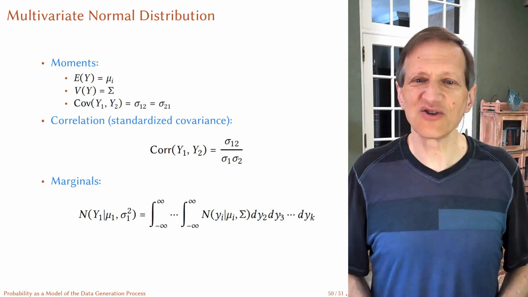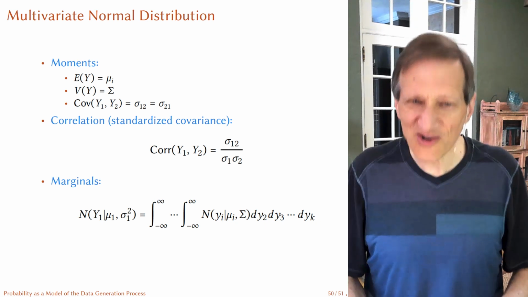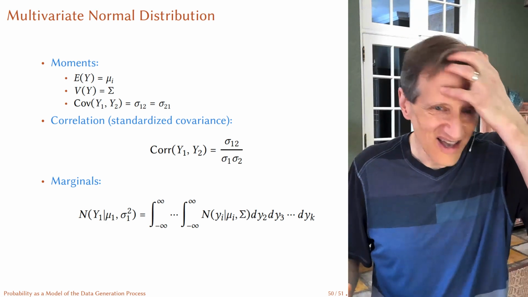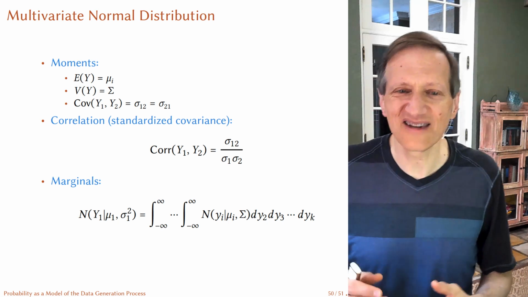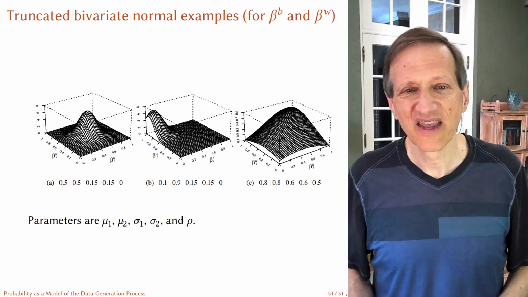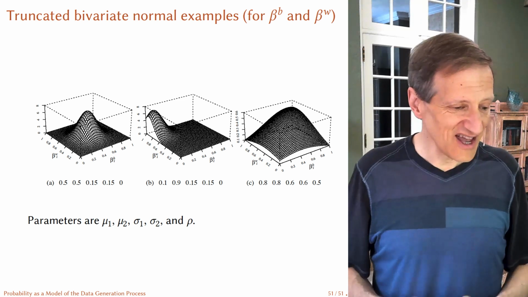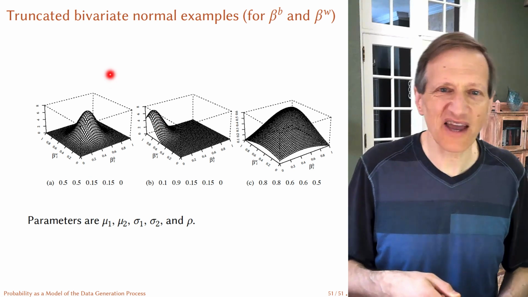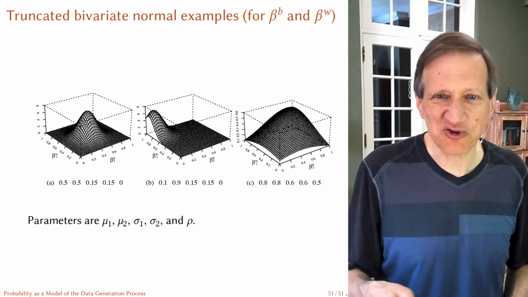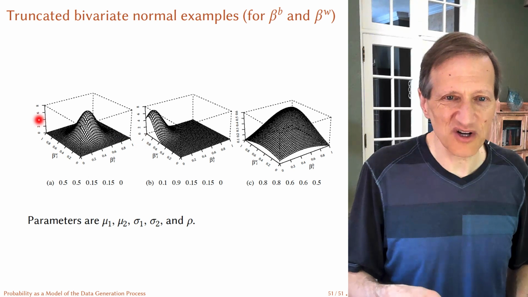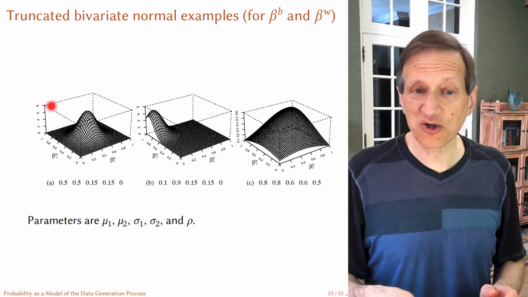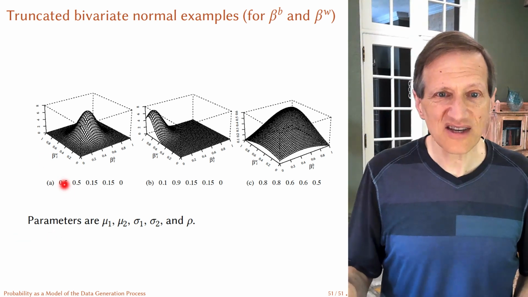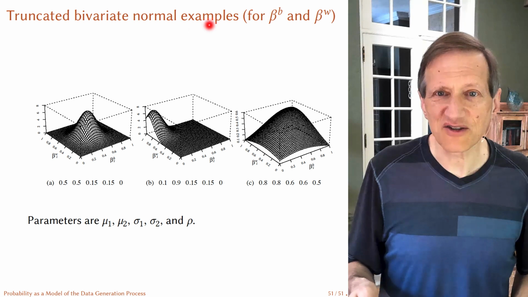And then there are the marginals of this. The marginals of a multivariate normal distribution are also normal. That's not always the case for other types of probability distributions, but it is the case here. And here's just what it looks like. To give you a feel for it, these are truncated bivariate normal distributions. They're truncated just on the interval 0 to 1, just so I can show them to you. If they weren't truncated, each of these would continue on forever, all the way out to the horizon.